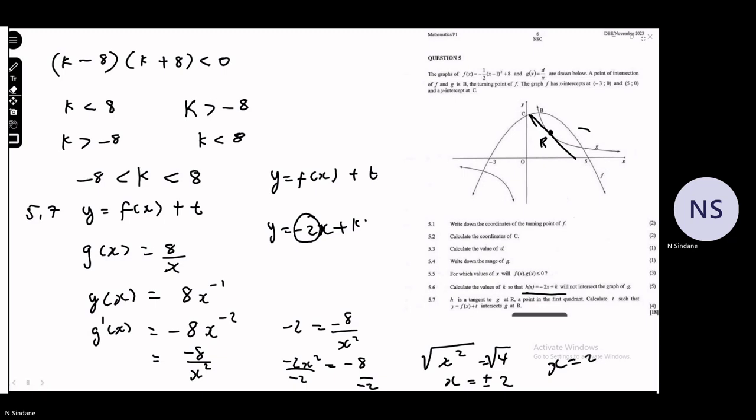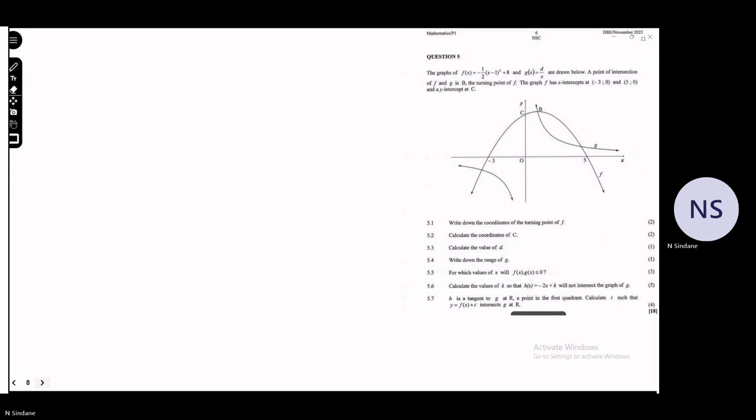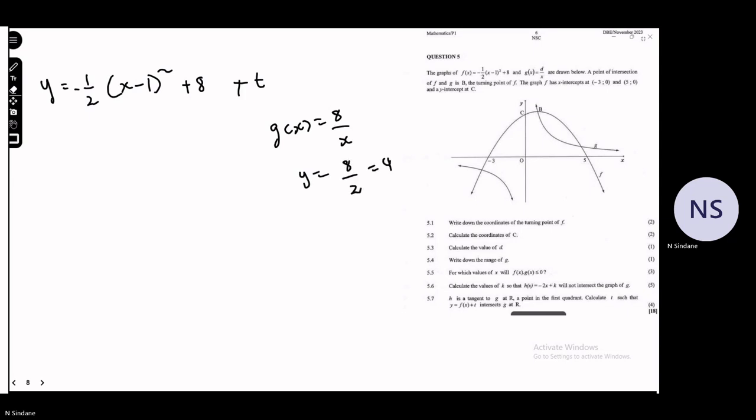From there, we know that y is equals to negative 1 over 2, into (x minus 1) squared, plus 8. This is our f of x, right? This represents our f of x. F of x plus, in this case, we're going to add t. We're going to say f of x plus t, but we know the value of x. We know the x coordinate of our equation, so we can now determine the y coordinate. You know g of x is equals to 8 divided by x. Then y is equals to 8 divided by 2, which is equals to 4, right?